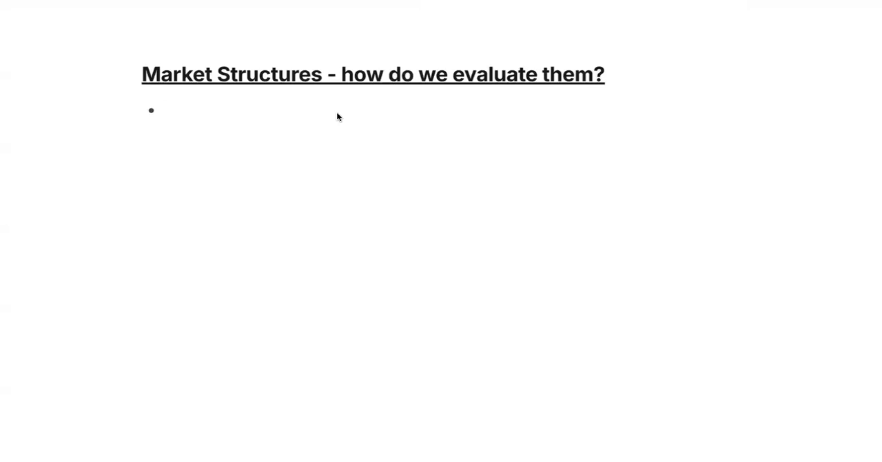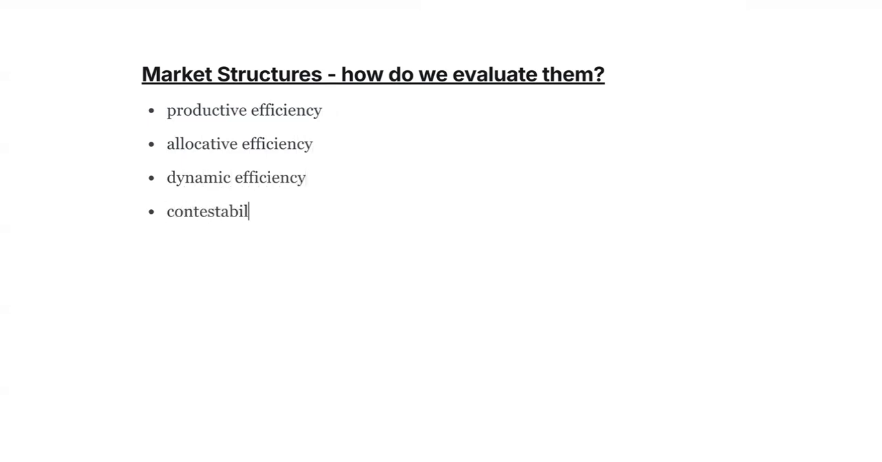I want you to learn these definitions, okay? And understand what they mean. So we've got productive efficiency, allocative efficiency, dynamic efficiency, and contestability. These four definitions will be plenty to judge and evaluate any market structure in any essay.